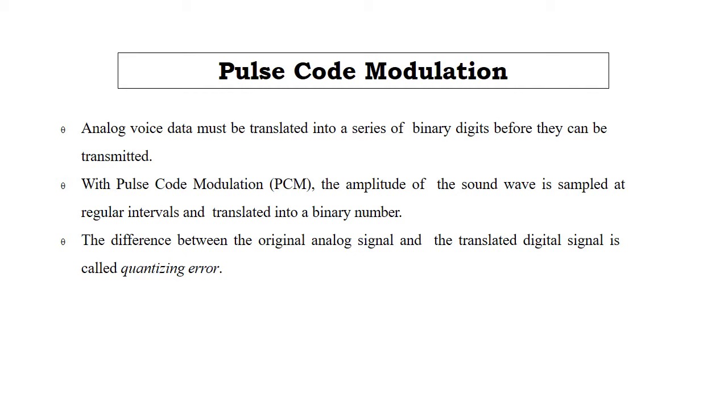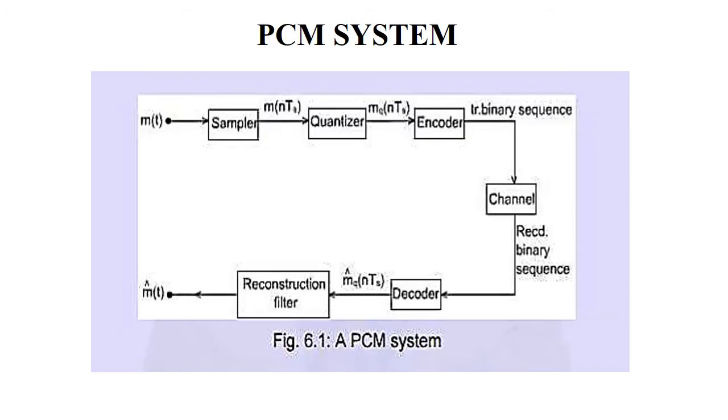Next is pulse code modulation. In pulse code modulation, analog voice data must be translated into a series of binary digits before it can be transmitted. The amplitude of the sound wave is sampled at regular intervals and translated into a binary number. The difference between the original analog signal and the translated digital signal is called the quantizing error. Here is the PCM system in full.